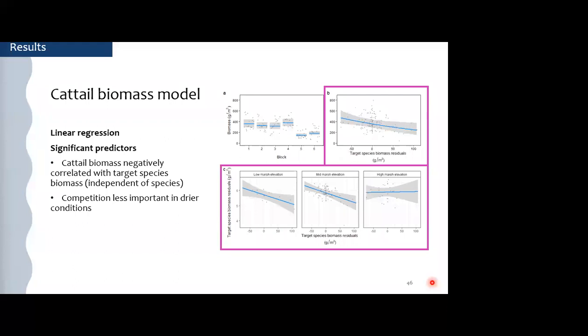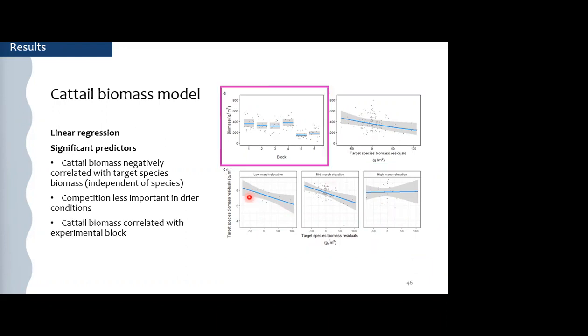Similar to the target species, I found that competition was less important in drier conditions for cattails as well. So there's this lack of response to competition in the high marsh compared to responsive biomass in low marsh. And then lastly, cattail biomass was correlated with the experimental block.